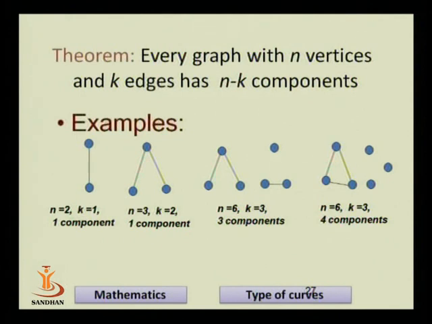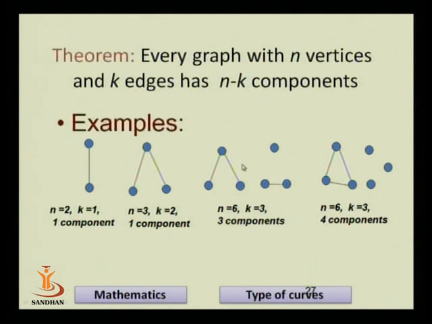Now here is some result. Every graph with n vertices and k edges has at least n minus k components. This first graph has two vertices and k equal to 1 edge, so one component. The second graph consists of three vertices and two edges, so it is also connected with one component. The third graph consists of 6 vertices and 3 edges, and here there are 3 components.